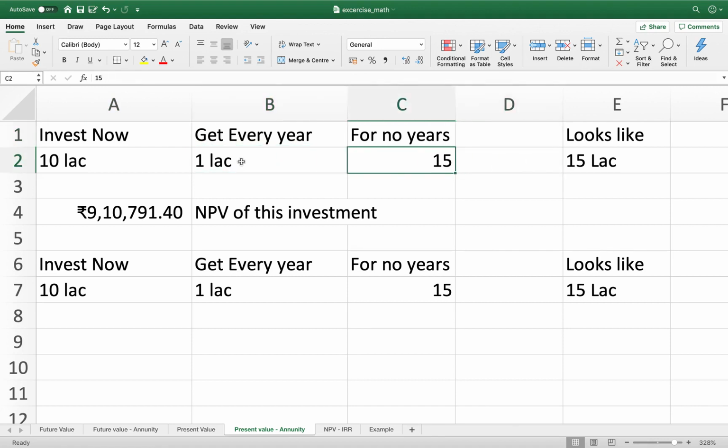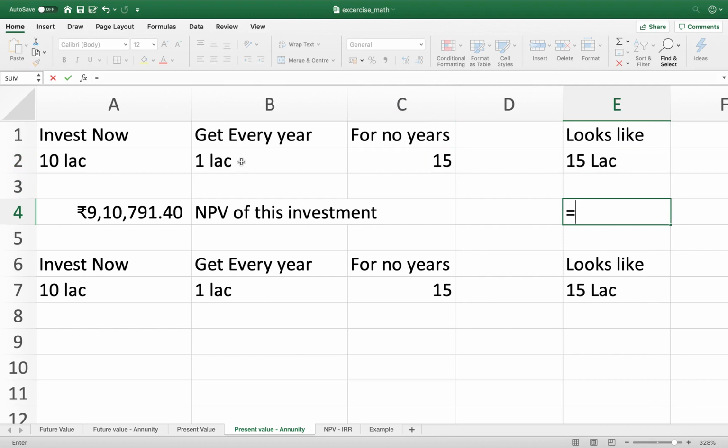Right, I'm giving 10 lakh, but it looks like I'll get 15 lakh rupees in return. So can we calculate the present value for this also? Well, we can calculate the present value using the similar formula, PV. The rate of return on this side, we will again calculate as 7%.